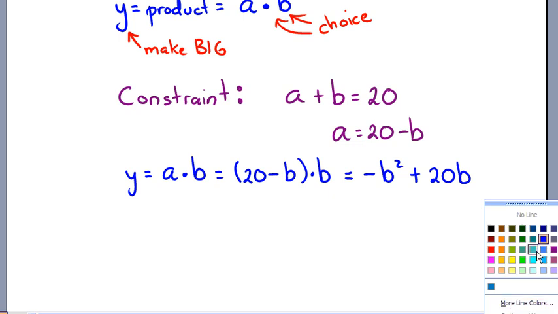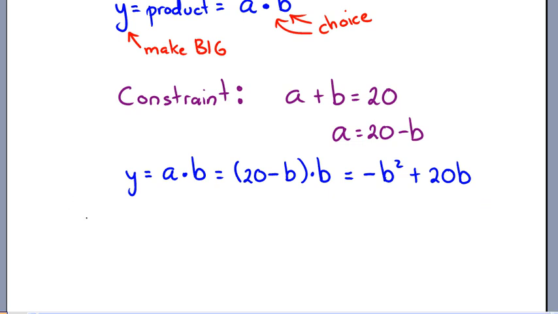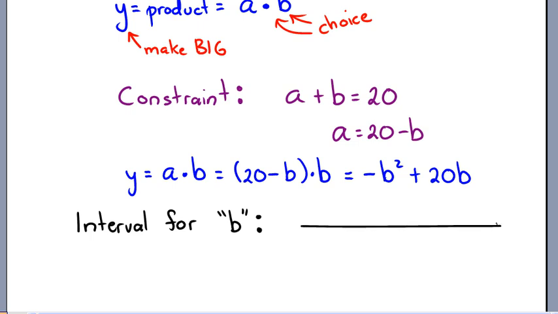Now the next step. Not always the easiest step to accomplish, but we need to think about the interval. We've got one variable left over on that right-hand side. It's B. So what is the interval for B? What numbers are allowed for B? All right, so let me just think about this here. I'm trying to pick numbers off of a number line. So I'm just going to get my number line set up. All right, so I've got 0, 10, 20, and so on.